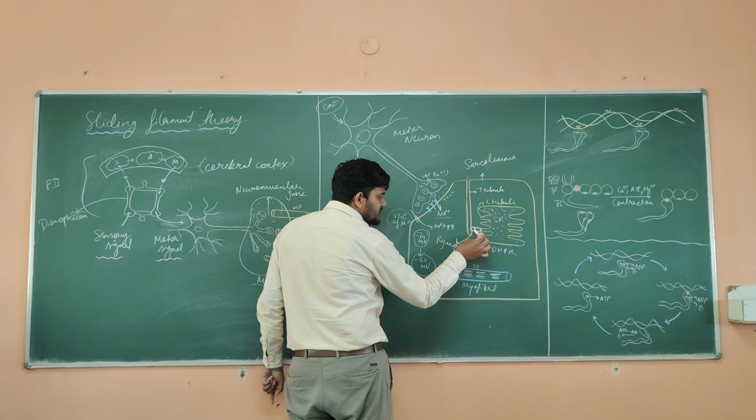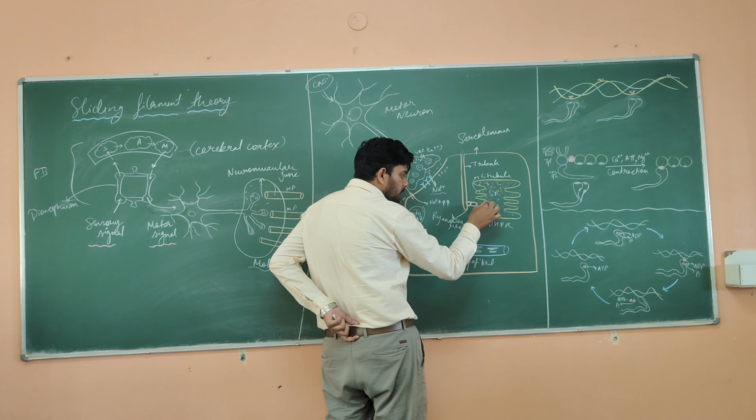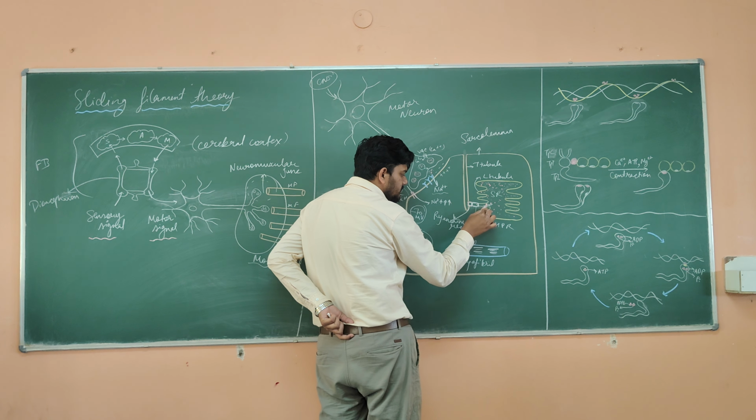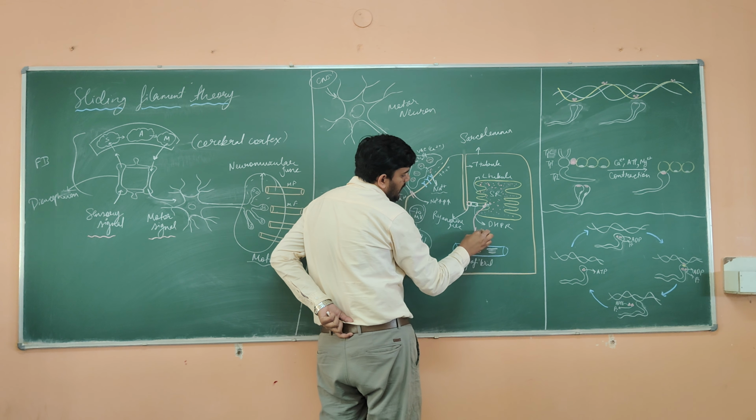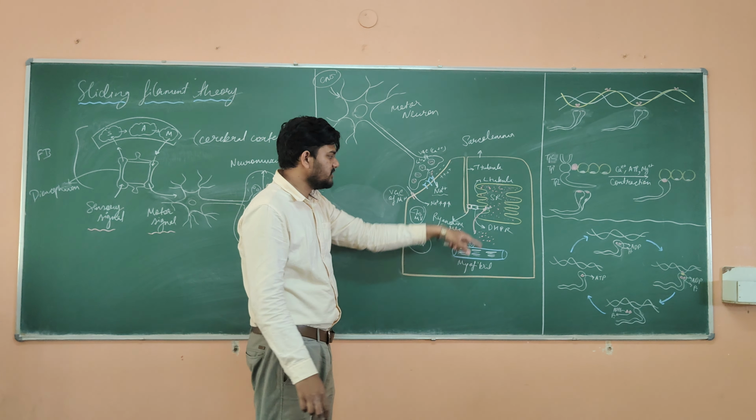From the T tubule it will go to the L tubule, and here you have again some calcium channels which will be opening. It is again VGC, voltage gated channels of calcium. Once the impulse reaches the L tubule, it will open the calcium channels, and from there the calcium will come outside into the sarcoplasm. This is the sarcoplasm, that is the matrix of the muscle fiber.